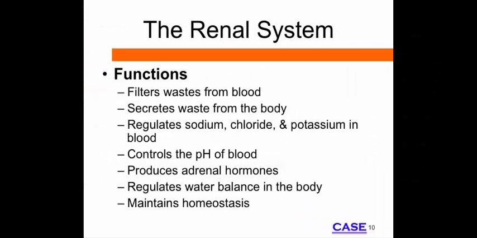The renal or urinary system is the waste management system of cells. The renal system filters waste produced in the cells out of blood and excretes it from the body. Additionally, the kidneys produce several hormones.